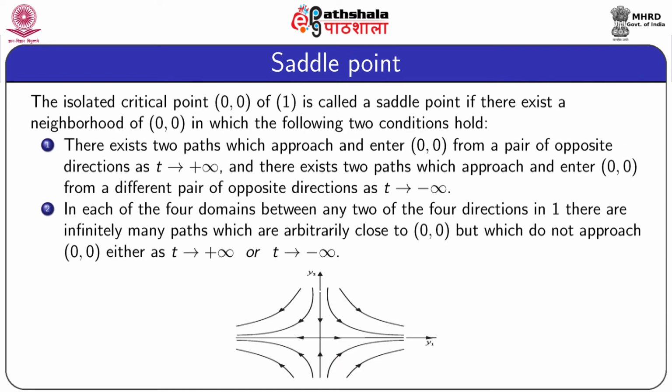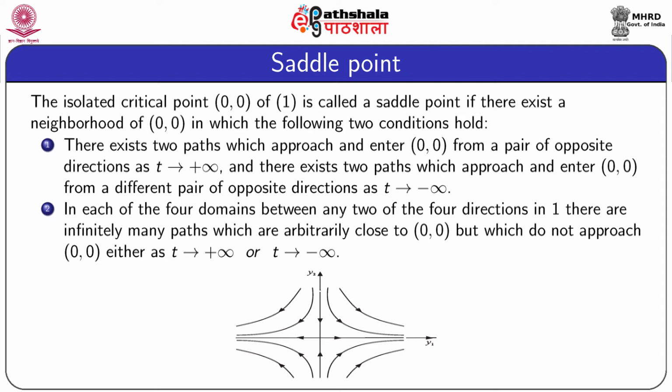In our second example, this is the saddle point. The isolated critical point (0,0) of (4) is called a saddle point if there exists a neighborhood of (0,0) in which the following two conditions hold. There exist two paths which approach and enter (0,0) from a pair of opposite directions as t tends to plus infinity, and there exist two paths which approach and enter (0,0) from a different pair of opposite directions as t tends to minus infinity. Now, this statement will be clear if we look into the figure.